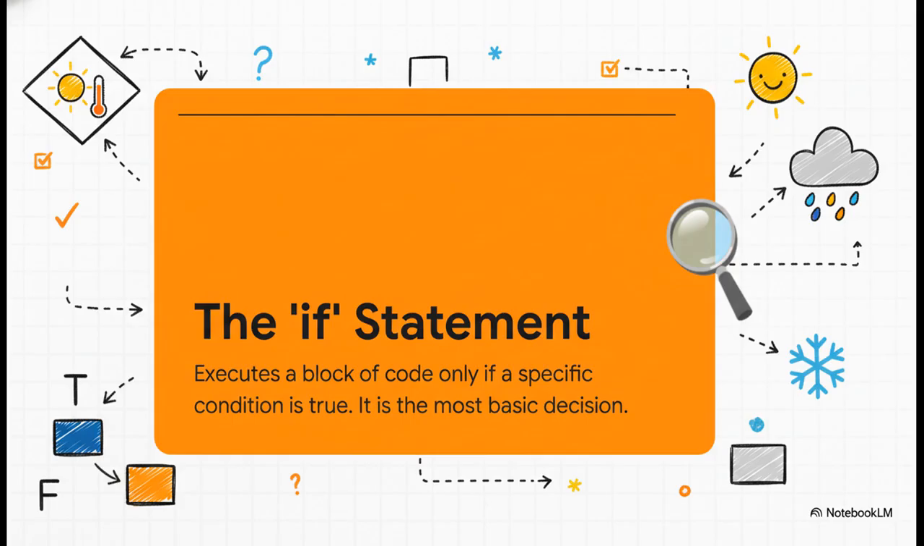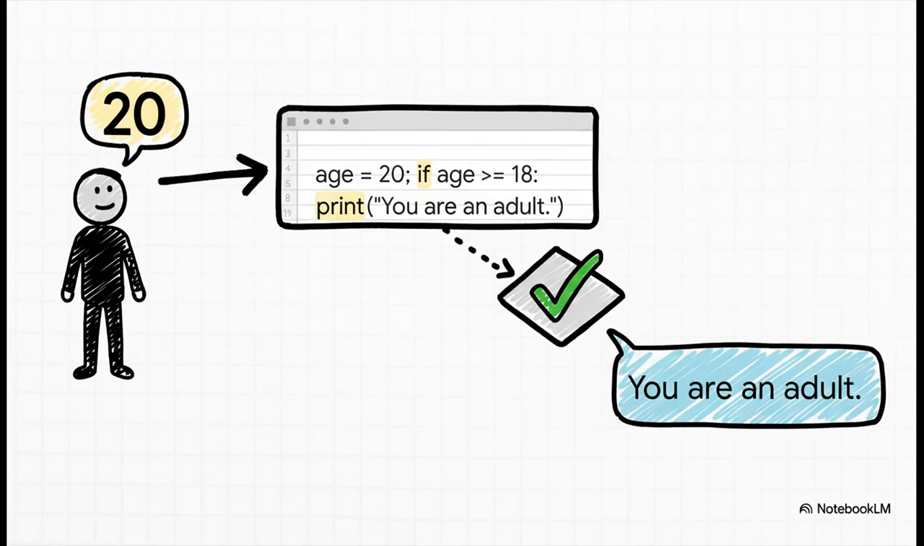It is the ultimate yes or no question for a computer. So let's see this thing in action. We set a variable, age, to the number 20. Then the if statement asks a question. It says, hey, is this age greater than or equal to 18? The computer checks. It sees that, yep, 20 is bigger than 18, and so it follows the instruction inside and prints, "you are an adult."